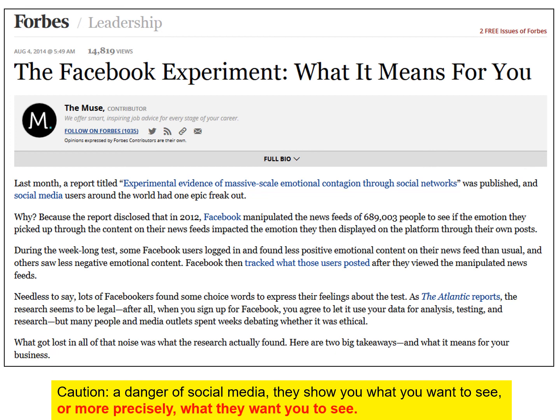When they were given bad news or given things that disagreed with what they already agreed with, they then posted less happy things. So of course, what does Facebook want? Facebook wants people to enjoy their product and be happy, and because they can control the feed, this is the danger of social media, right? They show you what you want to see, but in fact, even more than that, they're going to show you what they want you to see, right?